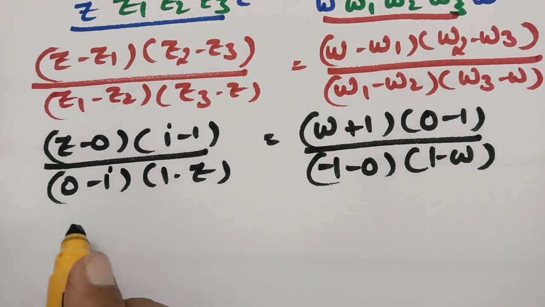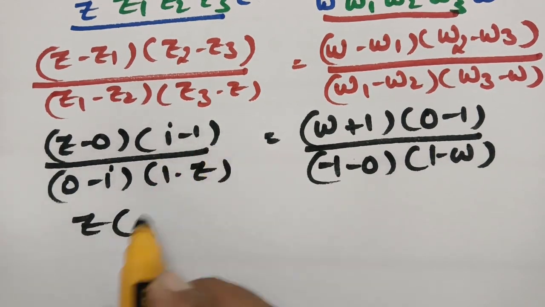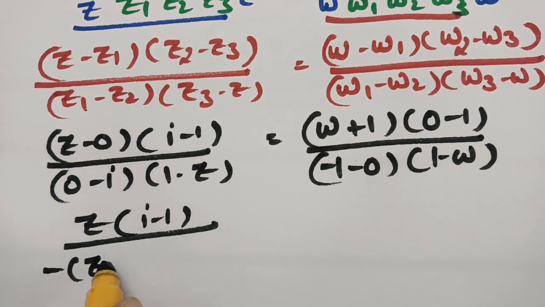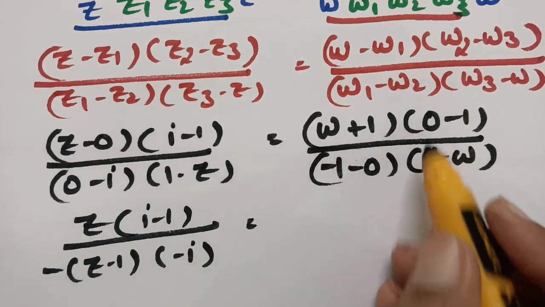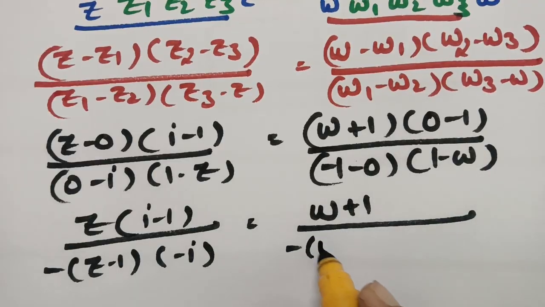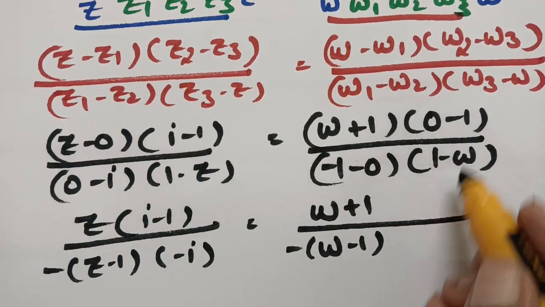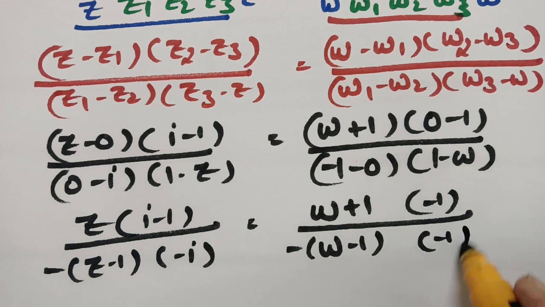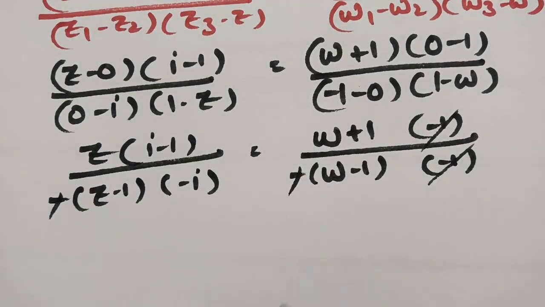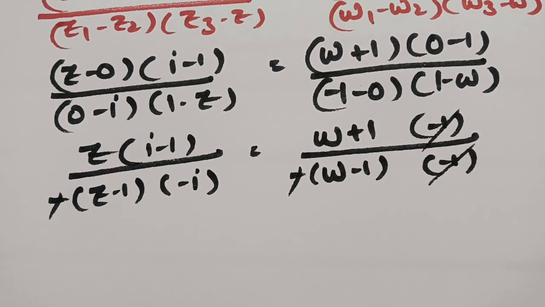So here z minus 0 is z. So here this is i minus 1, and here z at one place. If I take minus common, this will be z minus 1, and this is minus i. And here if you see, this is w plus 1 at one place. So here if I take minus, this is w minus 1. So this value is minus 1 and this value is minus 1. If I cancel this term, then what happens here?